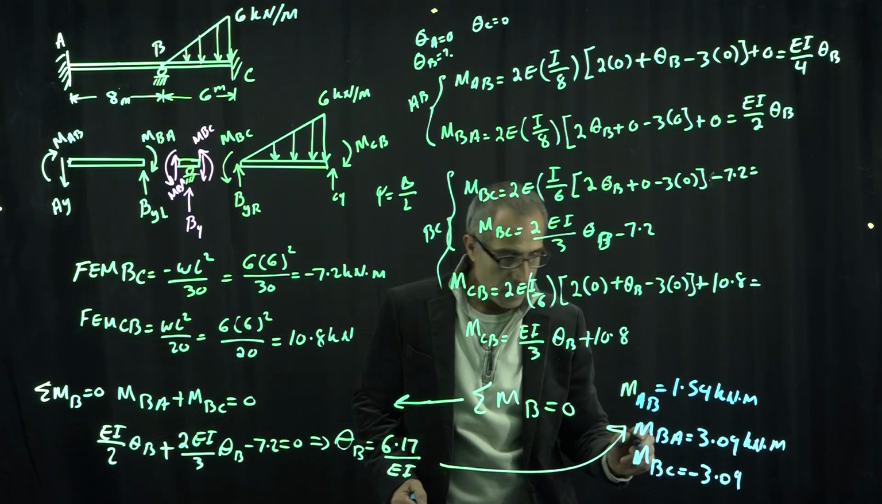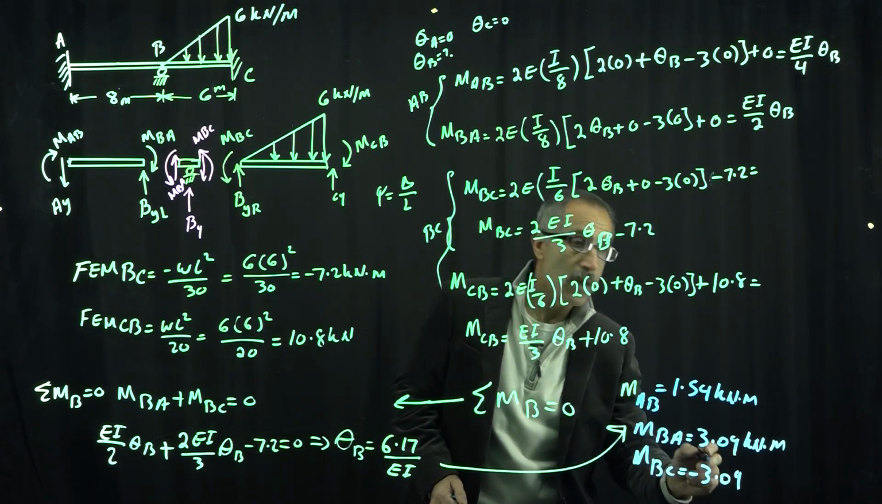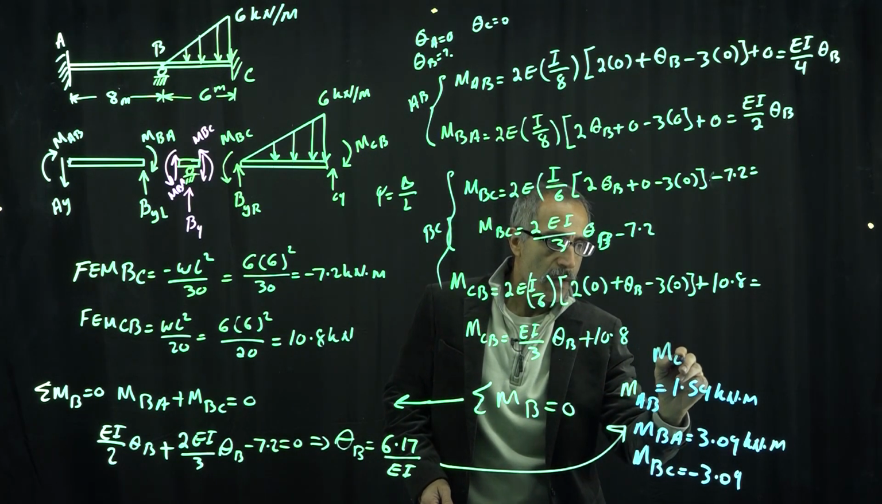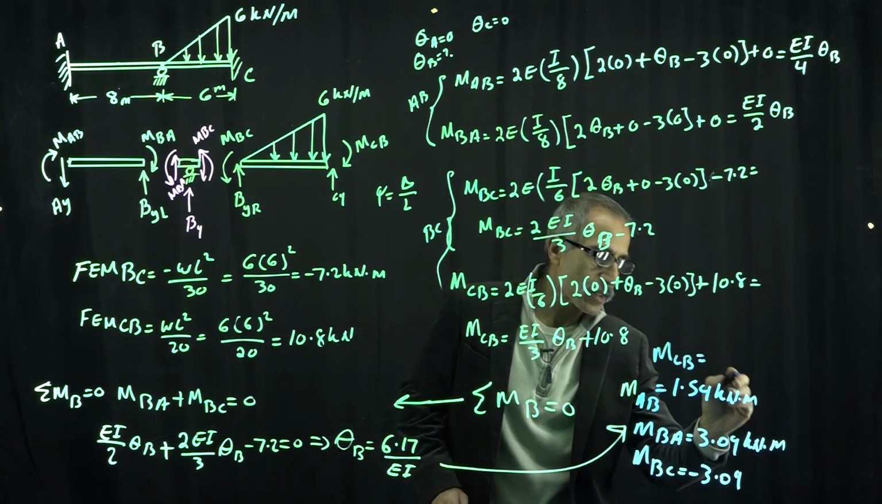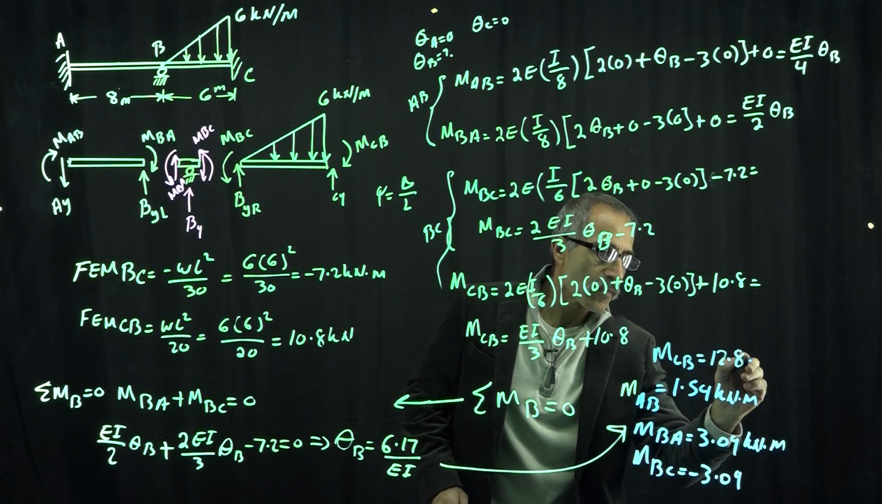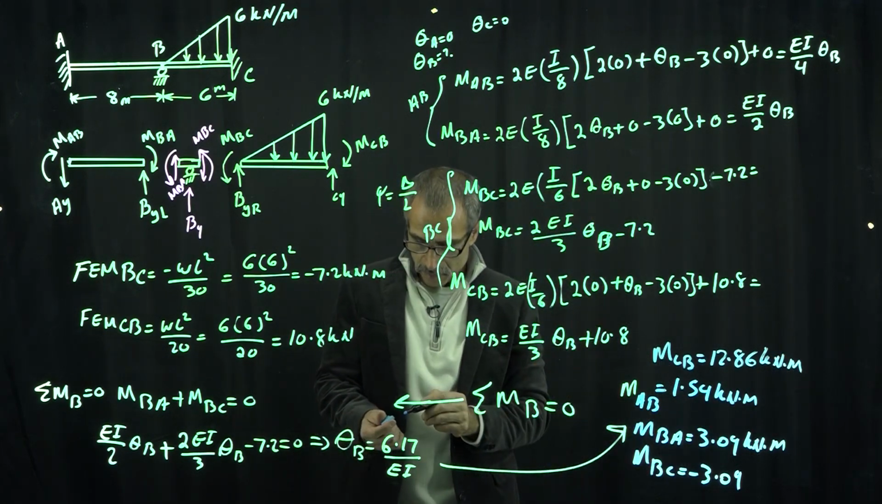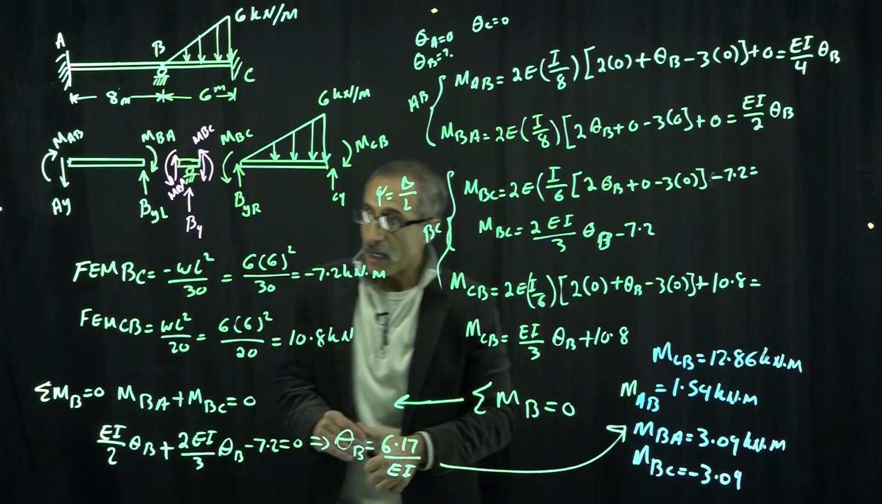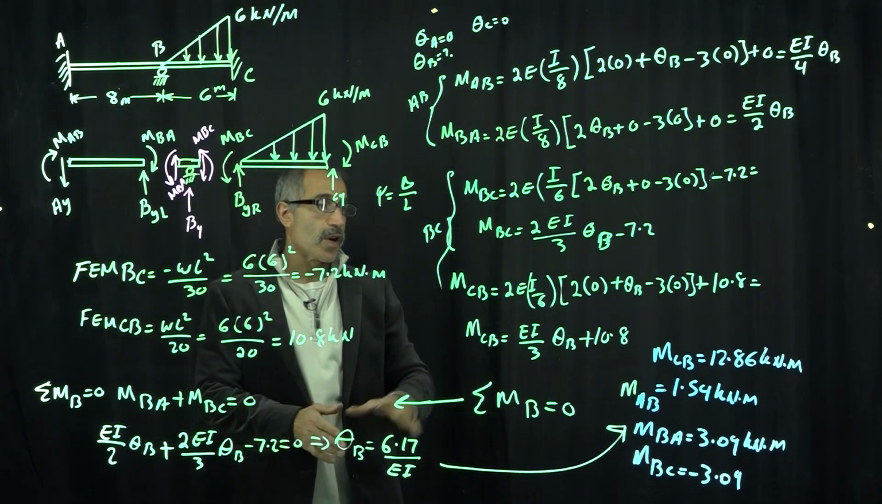And for MCB, we have room here. MCB comes out to be 12.86. So that's all my moments that we just began here. I need more room here before we continue. Now we have this.